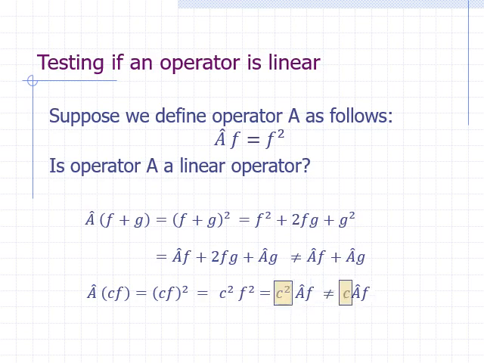The only way C can be equal to C squared is if C is equal to 1, but C can be any constant. Therefore, the second condition is not satisfied as well.